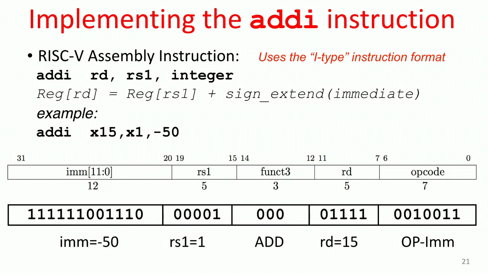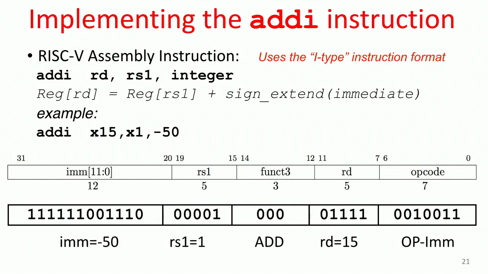Okay, so here's an example. Add minus 50 to the value of x1 and put it in a register, x15, for instance. This is the I-type instruction format. It has RS1, but we have no use for RS2 in this instruction. It's not used, so it's not encoded in the instruction. Instead, we use that space, along with some of the func bits, to find a place for the immediate.